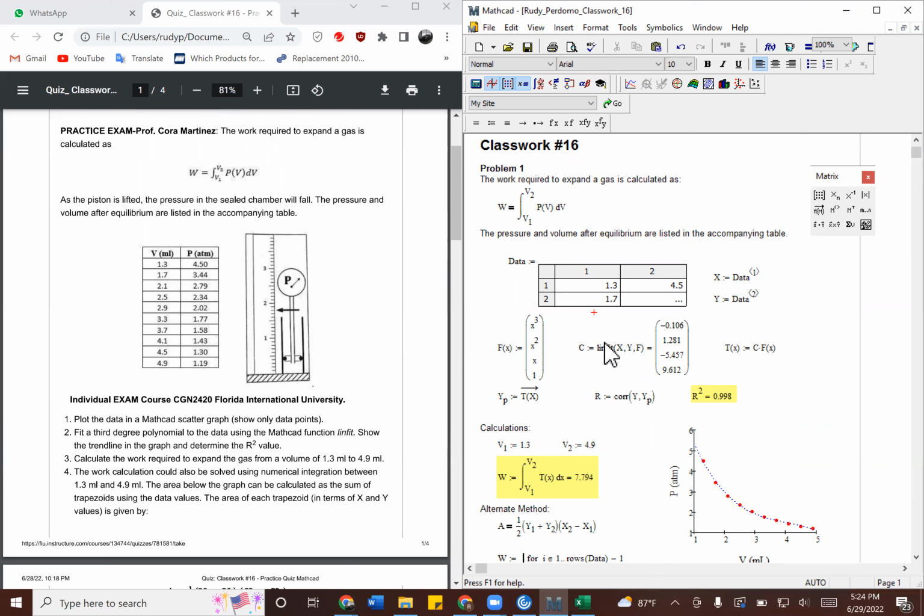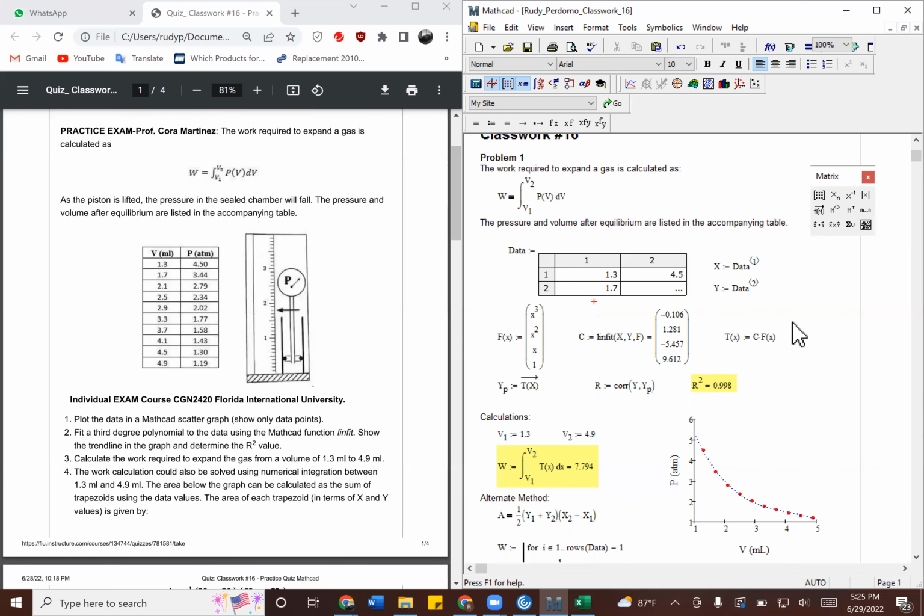So now we have the coefficients. Now we have the variables here and the coefficients. To get the formula, you do the dot product or you just multiply them. I named mine TX for trend line, equal to the coefficients times the variables here. So this gives us our trend line.